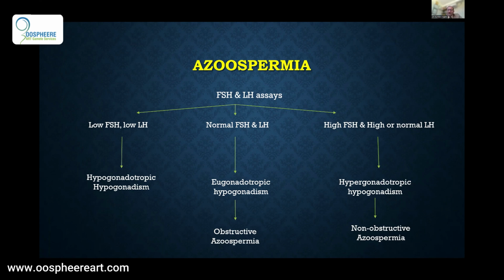Sorry, non-obstructive azoospermia can be labeled. So whenever you see an azoospermic patient, you check for FSH and LH, and this is how you can quickly divide the patient and point out the etiology, and accordingly you can proceed.